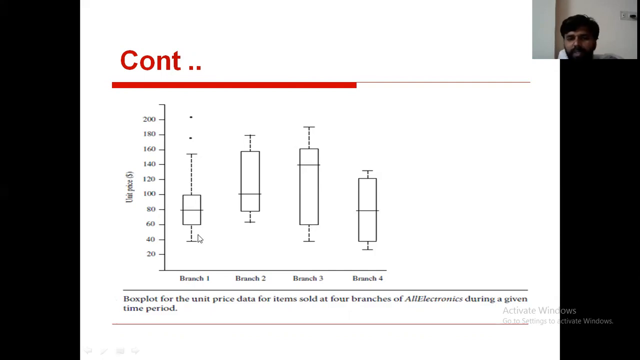The data is dispersing, right? Here, how many box plots are appearing? 4 box plots are appearing. Per each branch, 1 box plot is appearing, right? I collected this example from the Han and Kamber data warehousing and mining textbook.